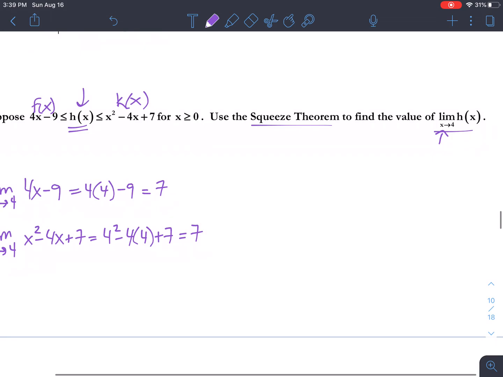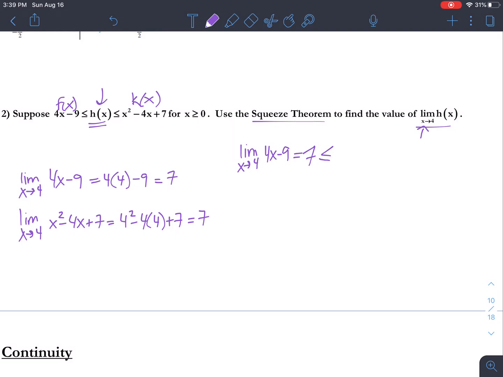So here's what I know. The limit as x approaches 4 of 4x minus 9 is equal to 7. That is less than or equal to h of x, and h of x is less than or equal to the limit as x approaches 4 of x squared minus 4x plus 7, which was also 7. Meaning, if you see the big picture here, h of x is between 7 and 7, so it must be 7 itself. The problem says use it to find the value. We know right now the value is 7, so this would be the end of the problem.